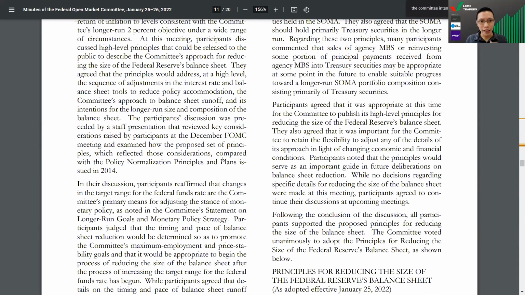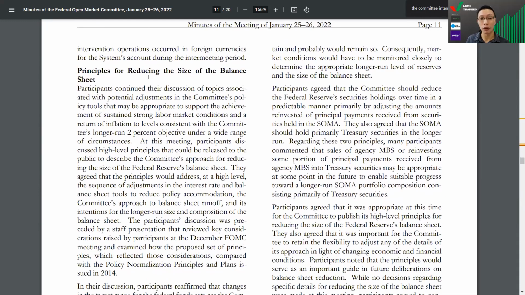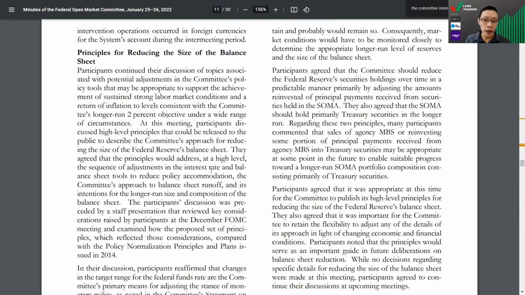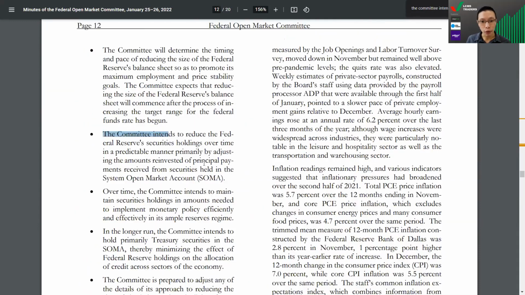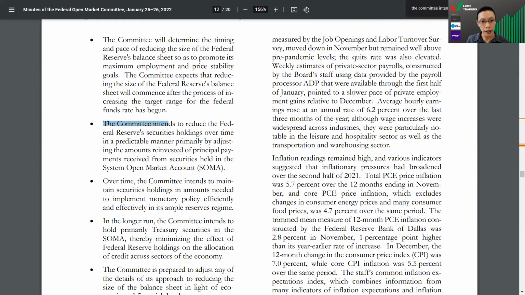So this section talks about the principles for reducing the size of the balance sheet. In point form, there's one point that I think is worth noting. The committee intends to reduce the Federal Reserve's security holdings over time in a predictable manner, primarily by adjusting the amounts reinvested of principal payments received from securities held in the system open market account, SOMA.